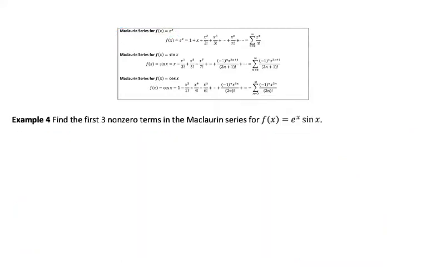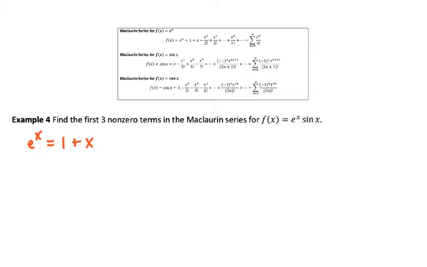Now on the next one, it's a little bit more of a headache. So it says find the first 3 non-zero terms in the Maclaurin series for f of x equals e to the x times sine x. So basically what we're going to do here is multiply e to the x form times the sine x form. And obviously this can get a little messy. Sometimes terms will cancel. You may need to have more than 3 terms initially, but let's just see what happens.